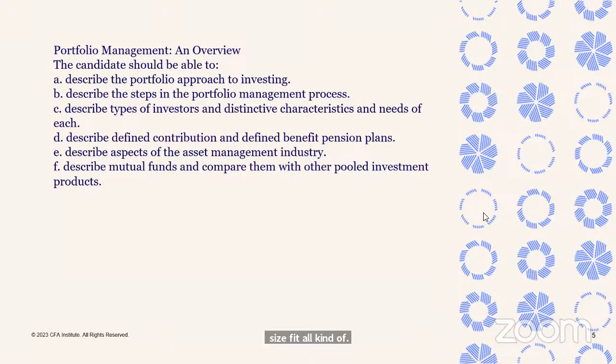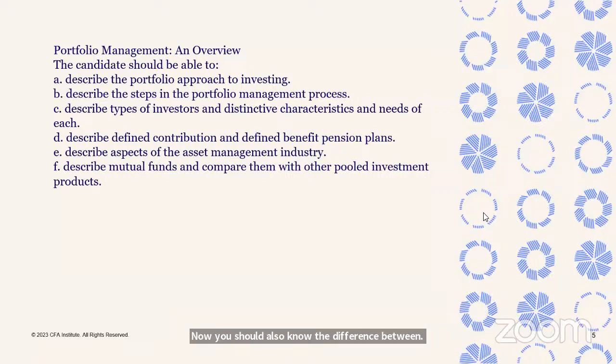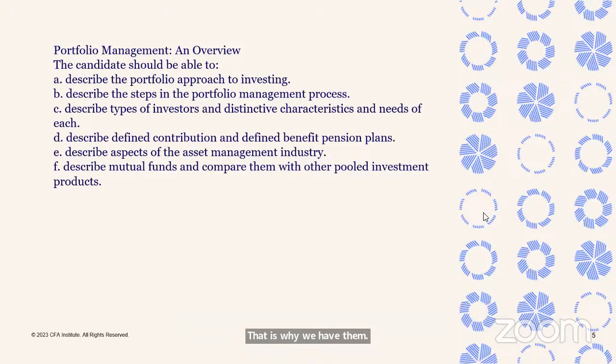But under institutional investors, we're able to break it down into groups that have similar characteristics. We have the banks, we have the insurance companies, we have the sovereign wealth funds, we have the endowments, and we have the foundations. And then we also have the defined benefit pension plan. Now, you should also know the difference between the defined benefit pension and the defined contribution. Under the defined benefit pension plan, you already know what your benefits are. The risk and return of that investment lies solely with your employer. That is why we have it as a distinct investment type, because the risk and return lies with the employer.